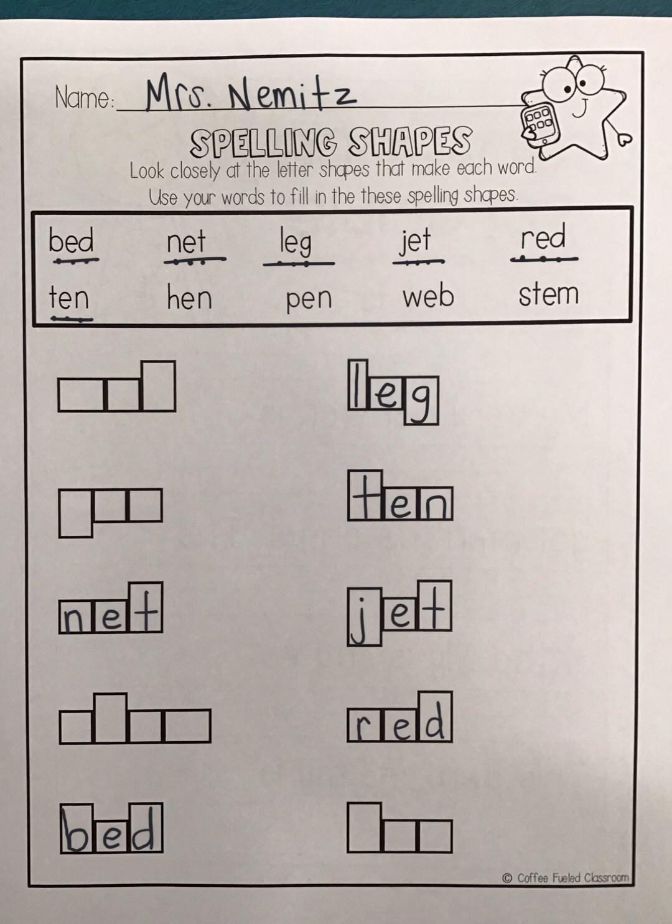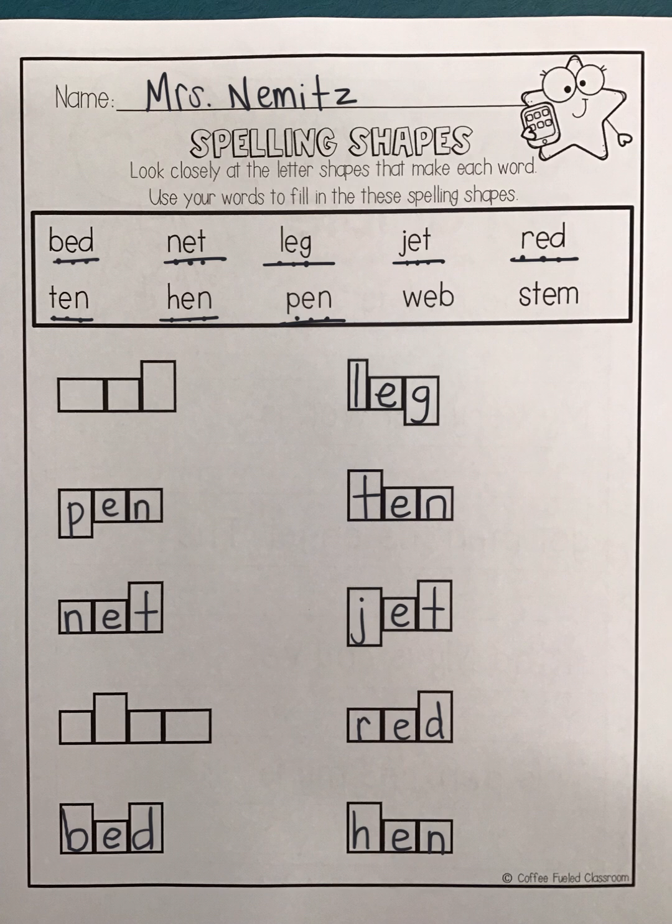Then we have hen. H-E-N. Hen. Tall box. H-E-N. Hen. Our next word is pen. P-E-N. Pen. With pen, I need a basement box, short. Here it is. P-E-N. Pen.